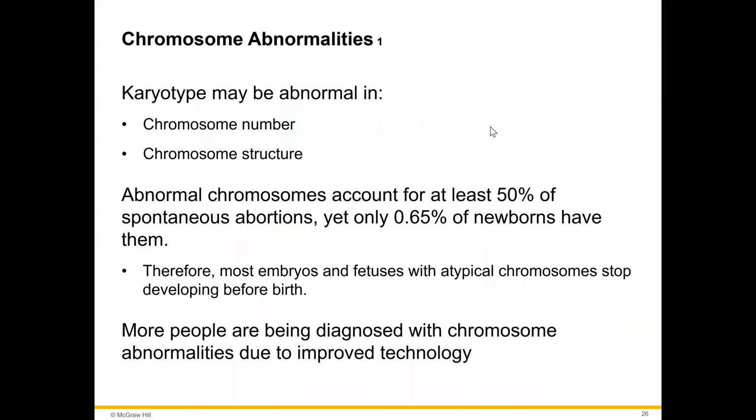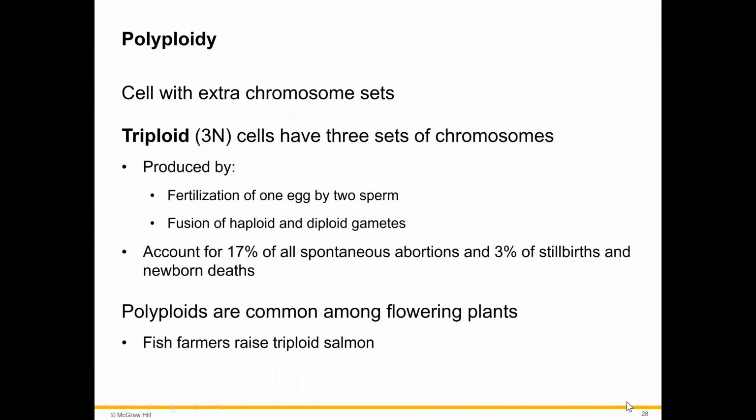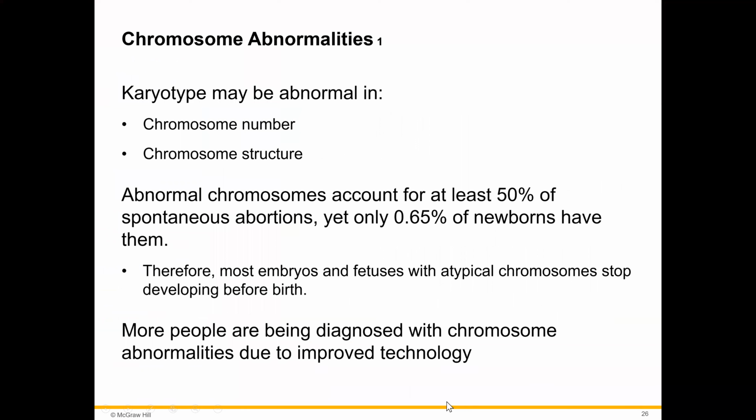Karyotype may be abnormal in chromosome number or chromosome structure. So either we do not have 46 chromosomes, because we as humans have 46 chromosomes, 23 pairs. If we have a different number of chromosomes, like 45, for example, or 47, then it's considered to be an abnormal karyotype by chromosome number, or it can be abnormal in chromosome structure.